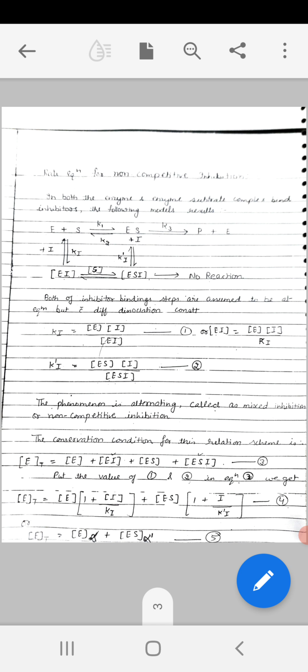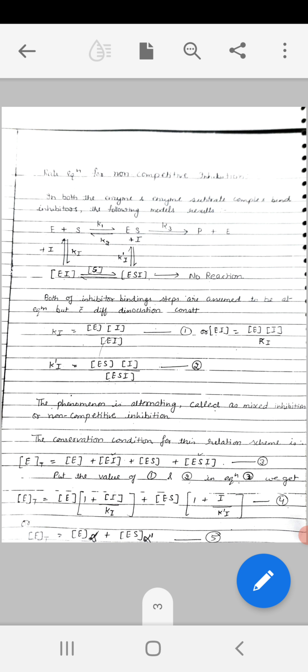This is equation number 1. In this case, EI is equal to E into I if we apply the steady state concept. Similarly, K1I is equal to ES into I concentration upon ESI concentration, equation number 2. This phenomenon is called mixed inhibition or non-competitive inhibition.